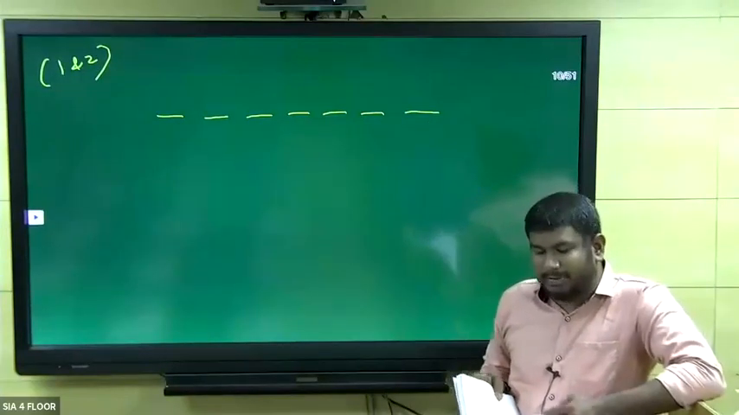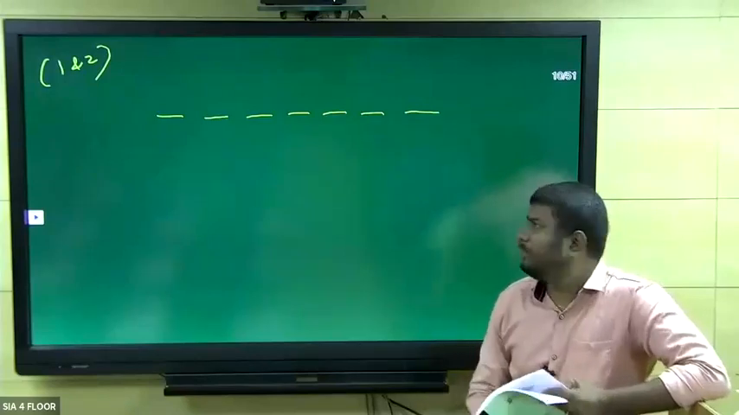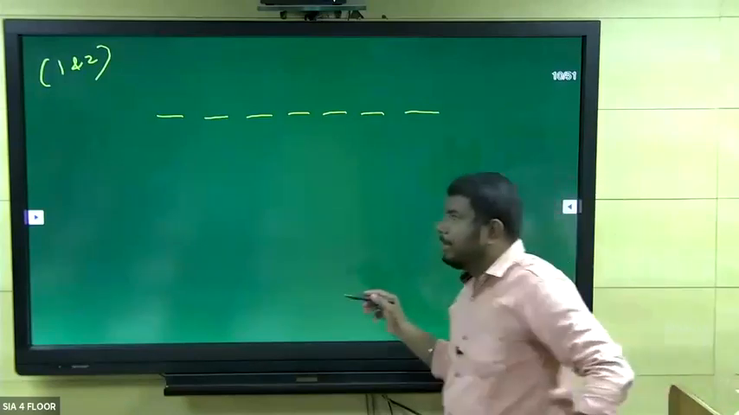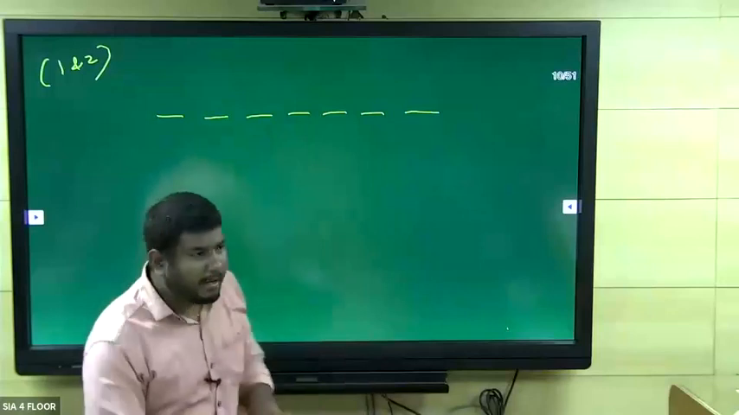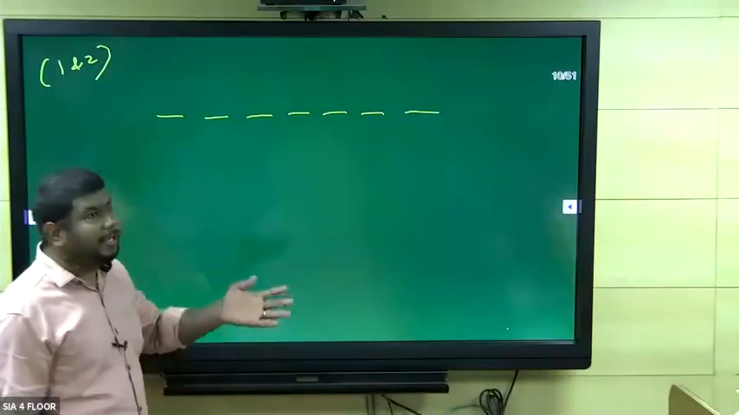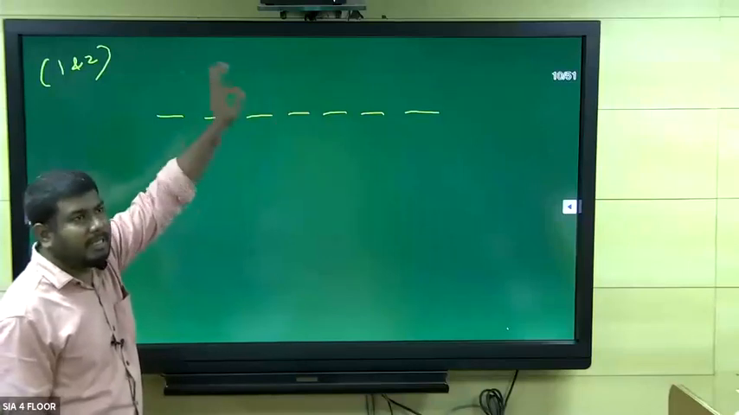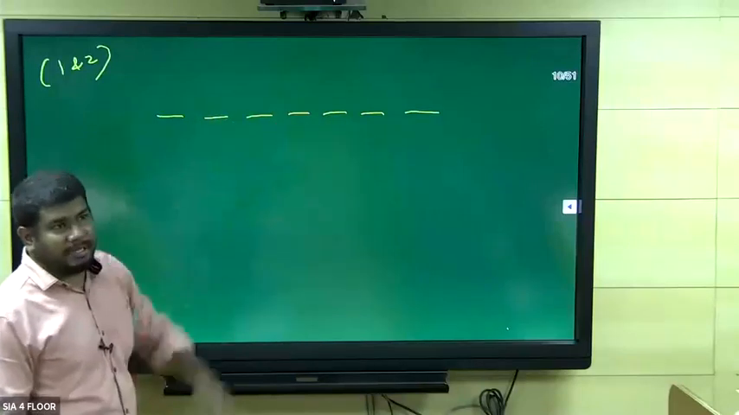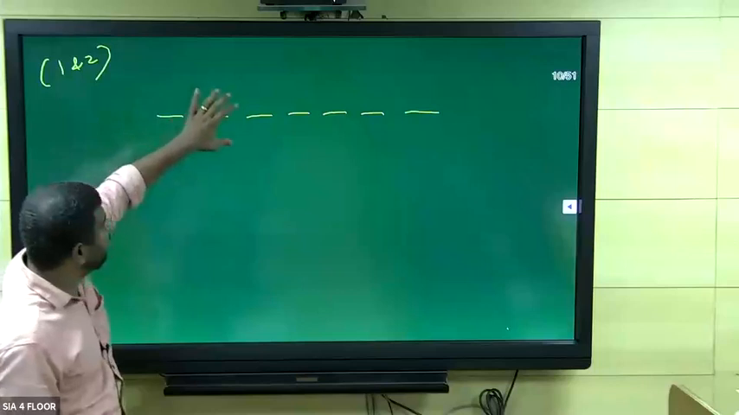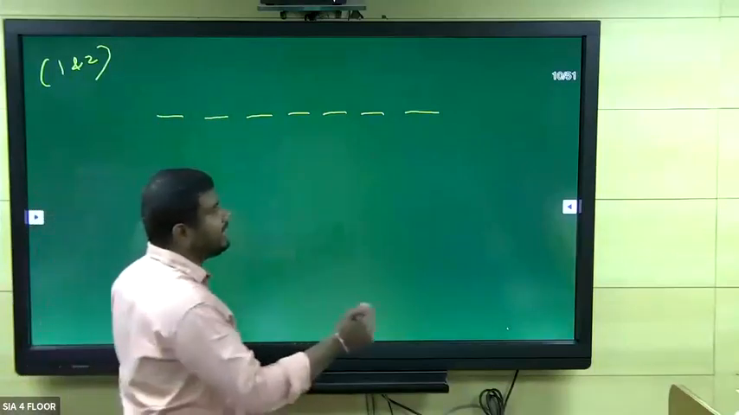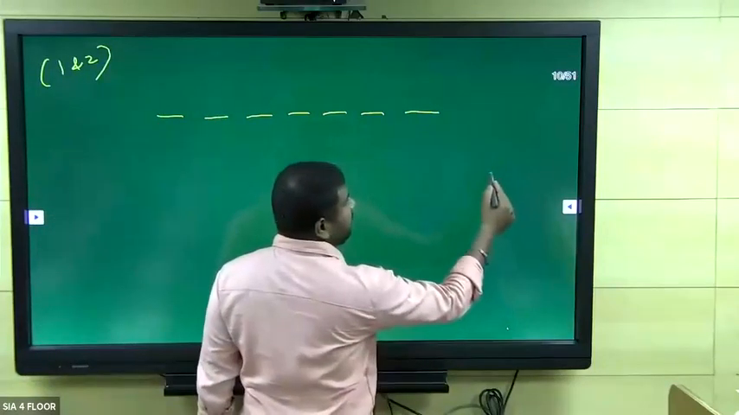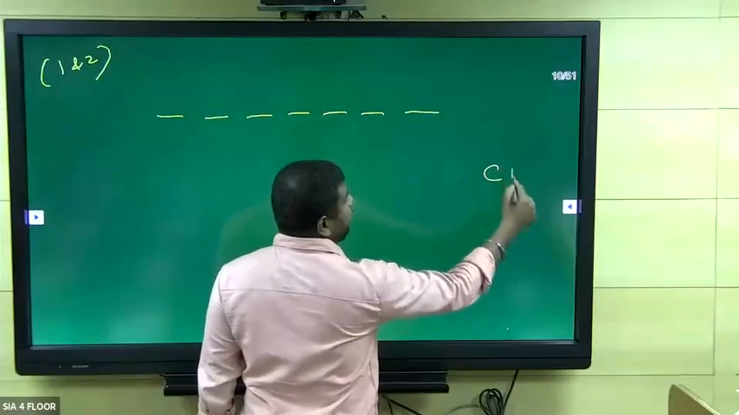D is to the right of C. Now listen here. I cannot fix this anywhere because they did not mention D is in the first place, second place, third place, or like that. They mention only that D is to the right of C, so I'm going to write it separately. If C is here, this will be the right direction.